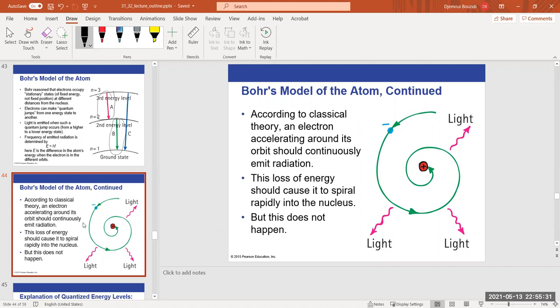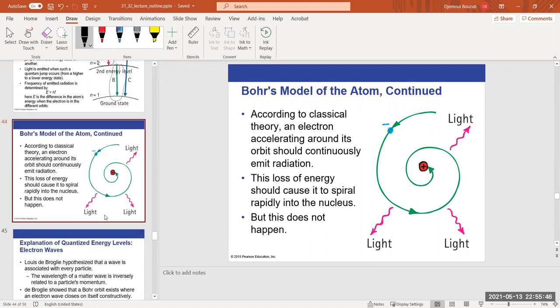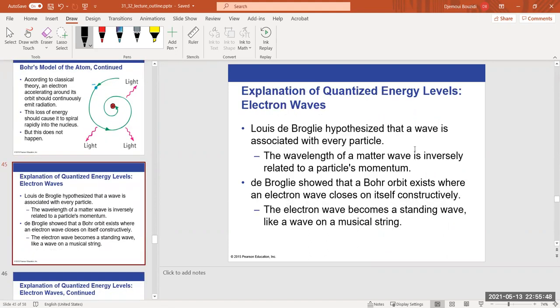So if that's the true thing, then because the particle, as it's moving around the circle in this case, is accelerating, and when a charge is accelerating, it's always going to radiate energy. So that model is not correct because of this classical mechanics. So there must be something else going on there. So Louis de Broglie hypothesized that a wave is associated with every particle.